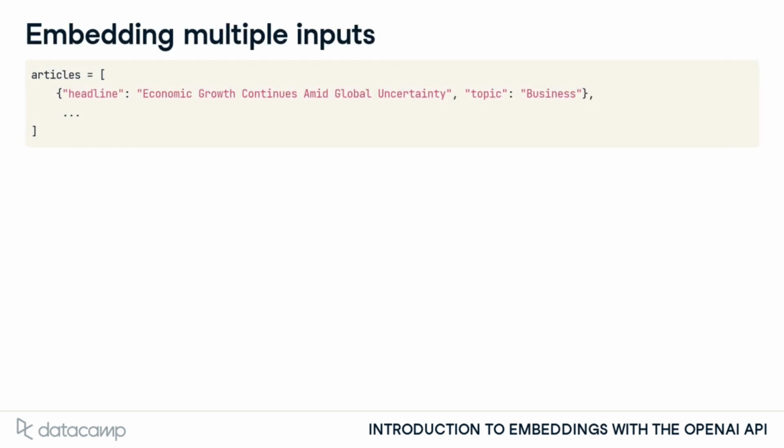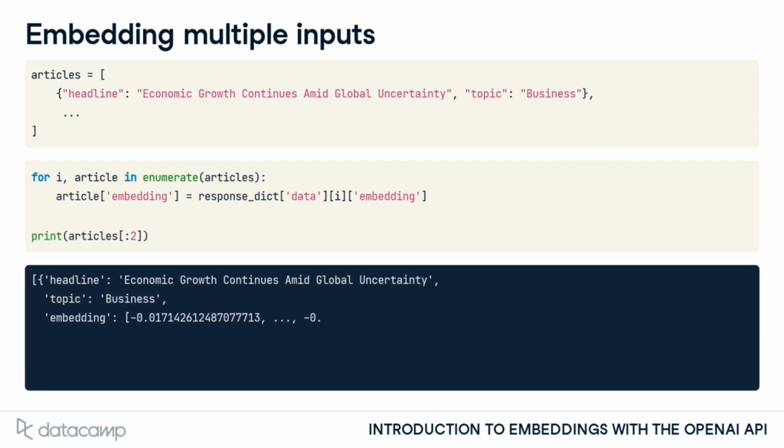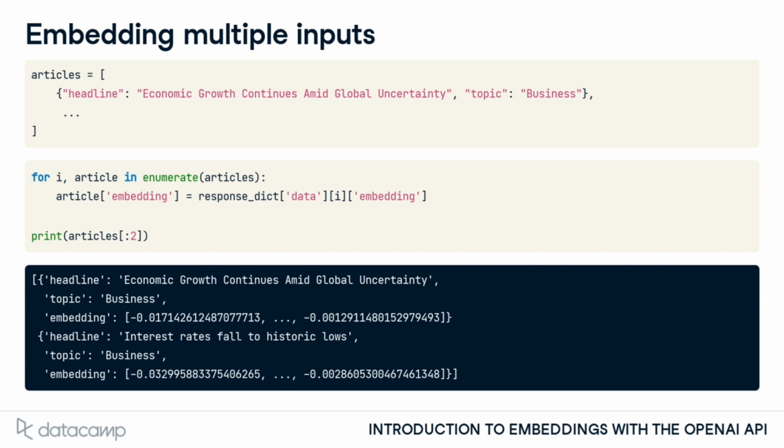To extract these embeddings from the response and store them in the articles list of dictionaries, we loop over the indexes and articles using enumerate. For each article, we assign the embedding at the same index in the response to the article's embedding key. Let's print the first two articles. Voila! We've successfully created embeddings for multiple inputs.